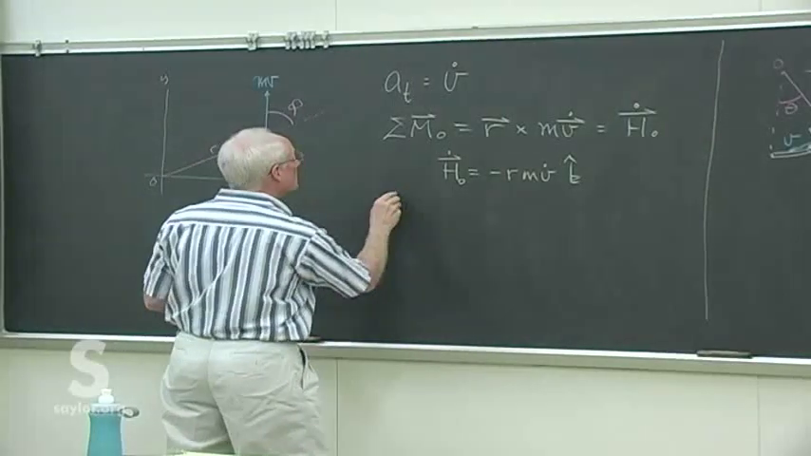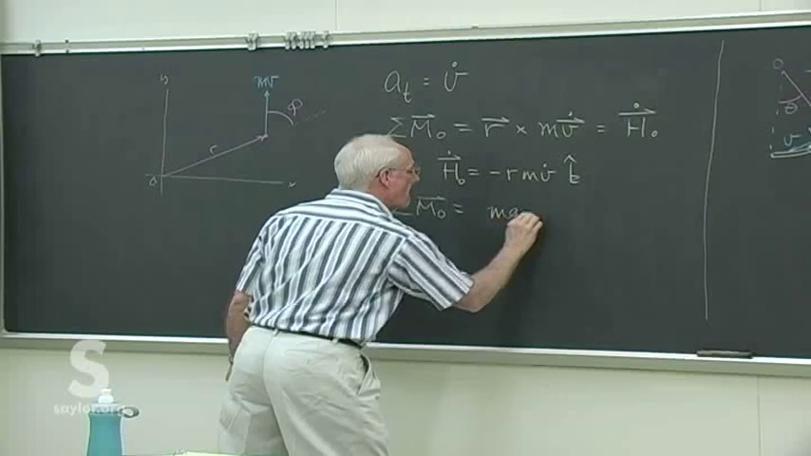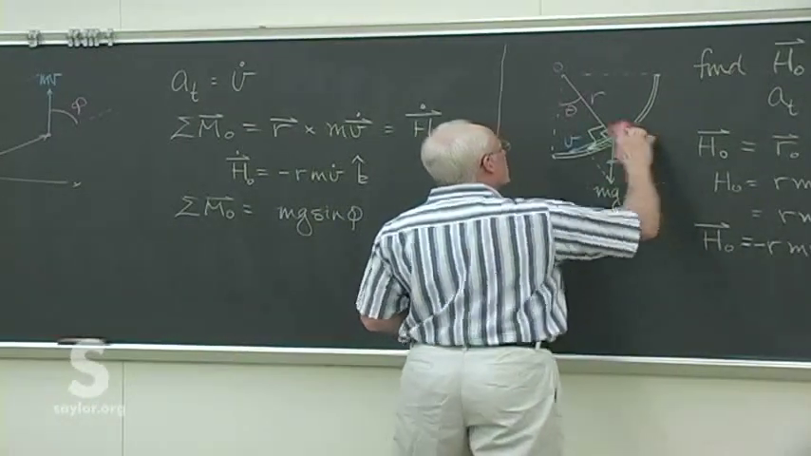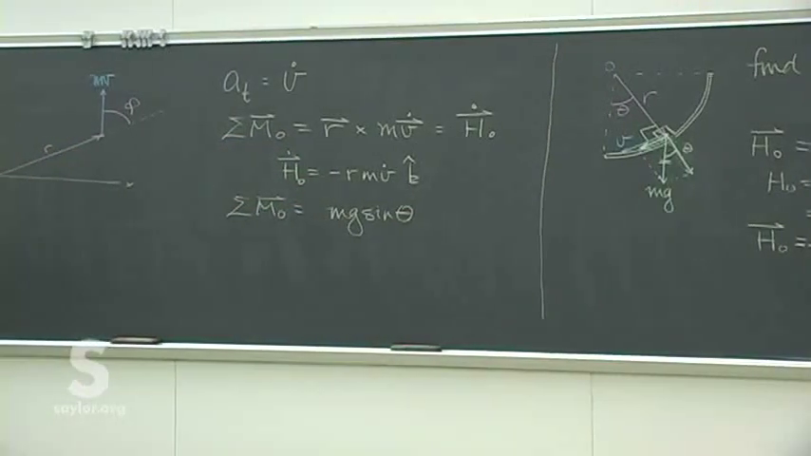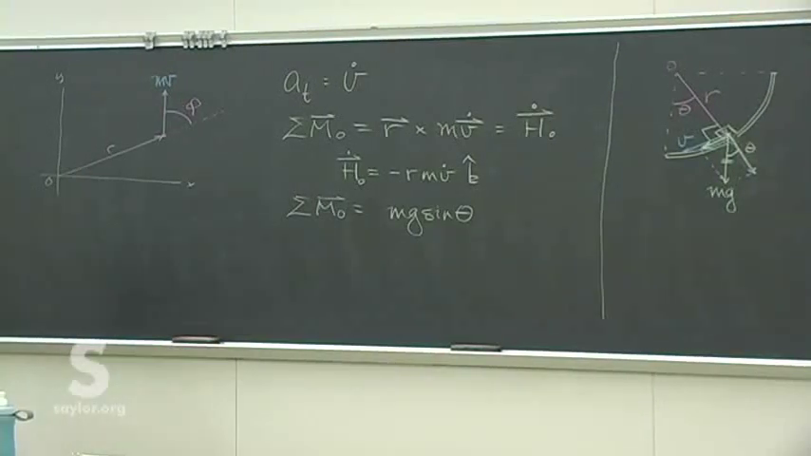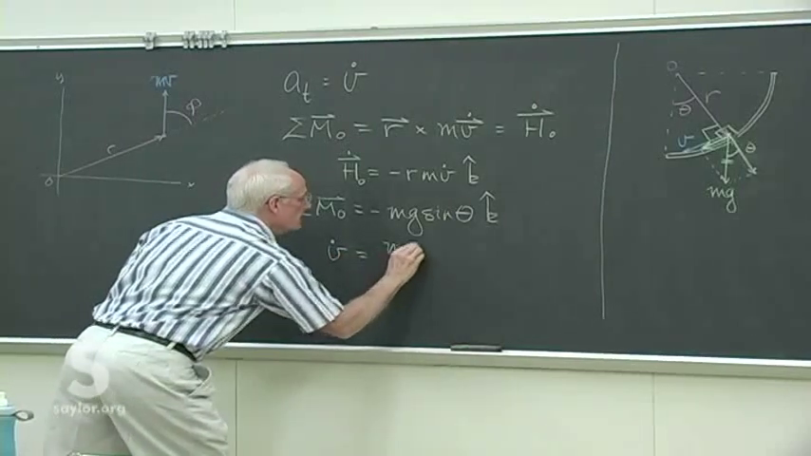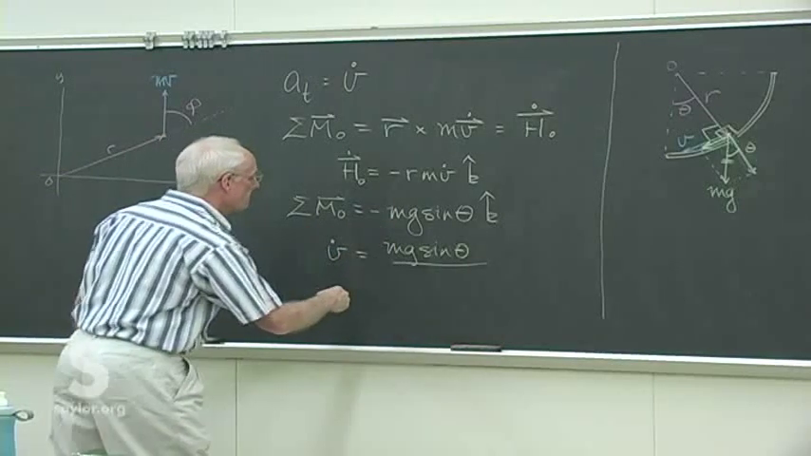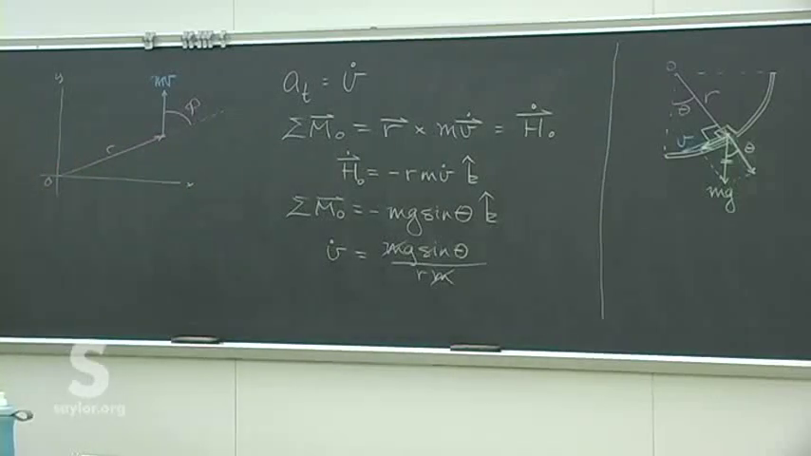So I can then say, let's see, the sum of the moments is mg sine, oh, not phi, I guess it's theta, sorry. And that problem, I have to draw theta. That's why you should take notes in chalk. And that is also in the minus k direction. And so we can solve for v dot. It equals mg sine theta, wherever, whatever angle it happens to be at where it has the velocity v, divided by rm. The m's cancel, and we're left with g sine theta over r.